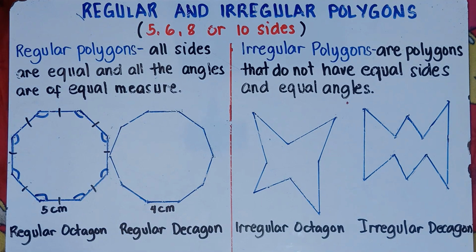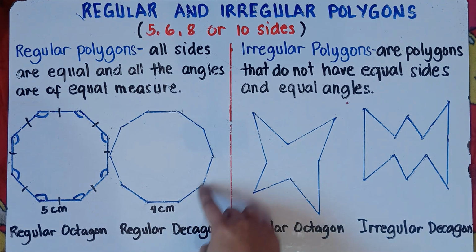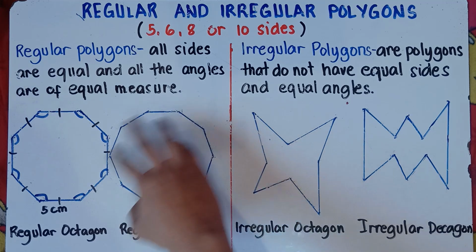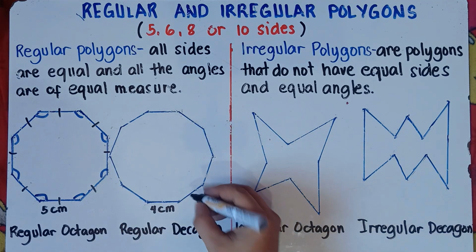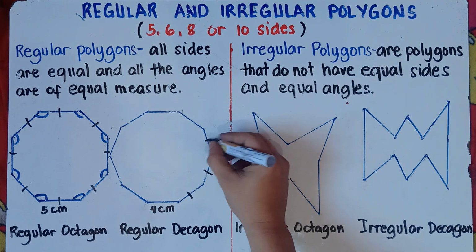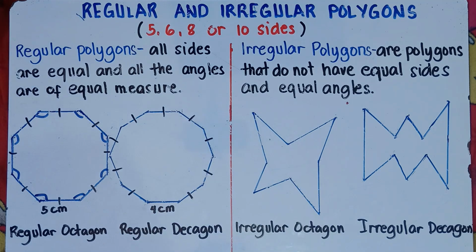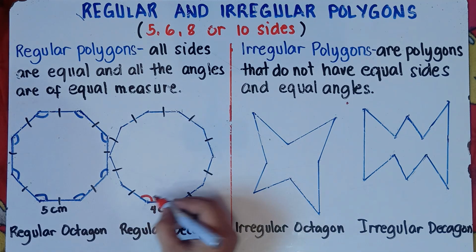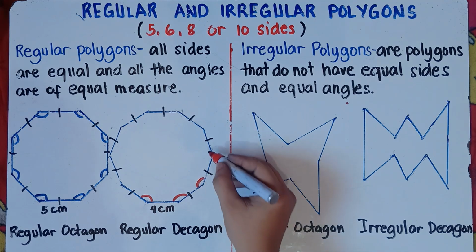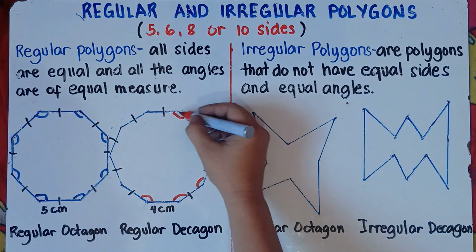Alright, and for this one, a regular decagon, if this is 4 cm, this is also 4 cm, 4 cm, 4 cm. All sides must be congruent for the regular decagon. So 10 sides are congruent. Of course, the interior angles are also congruent. So this angle right here is also congruent.